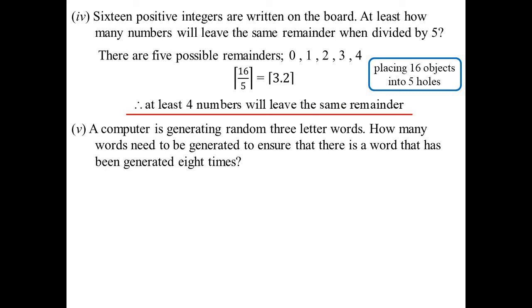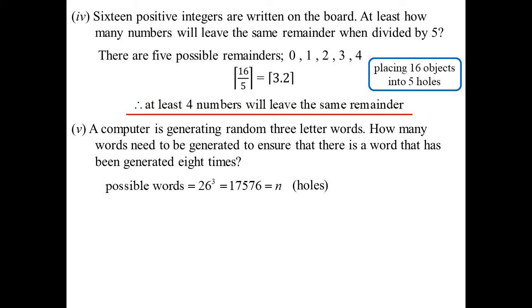This one's really good. We've got a computer, and it's going to generate 3-letter words. And by 3-letter words, we just mean an arrangement of 3 letters. Could be anything. How many words do we need to generate to ensure that there is a word on our list that has been generated 8 times? How many do we need? So how many words are possible? Well, 26 times 26 times 26.